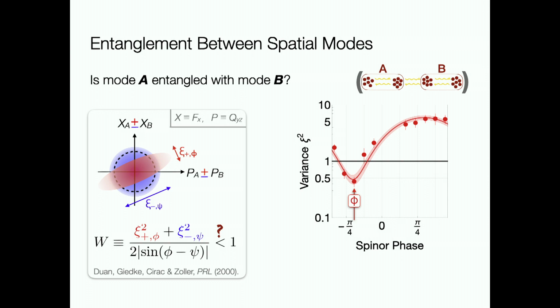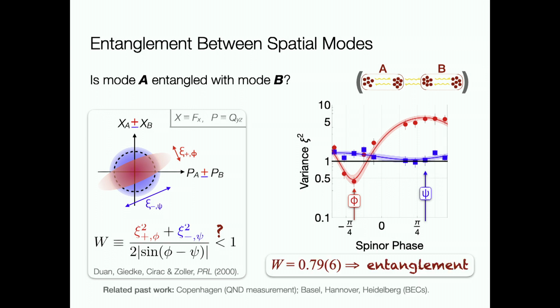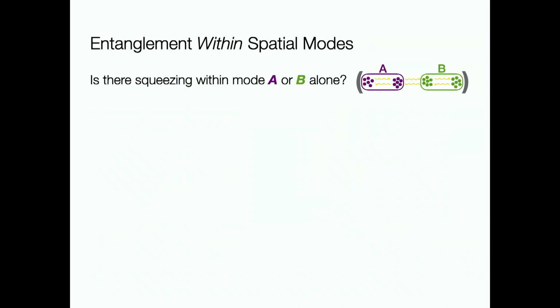In this particular experiment, where all we did was globally squeeze via the cavity, the anti-symmetric mode is essentially uncoupled from the cavity, and so the fluctuations there look flat. And if we sum up these two orthogonal quadratures, this entanglement witness is less than 1, which tells us there's entanglement between the two spatial modes. So we can generate this global entanglement and show that there's entanglement between the two spatial modes.